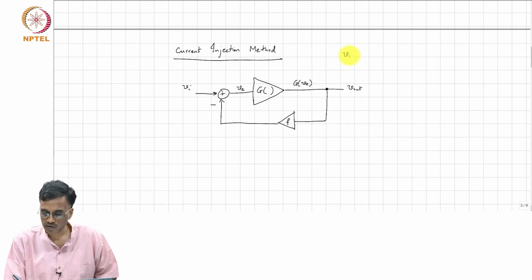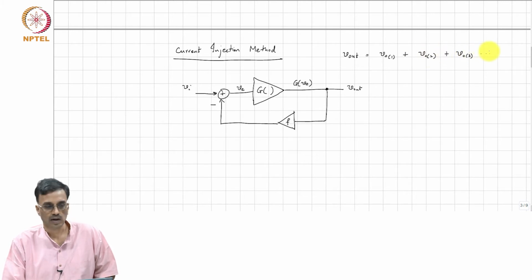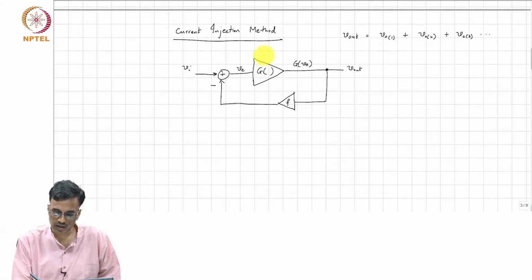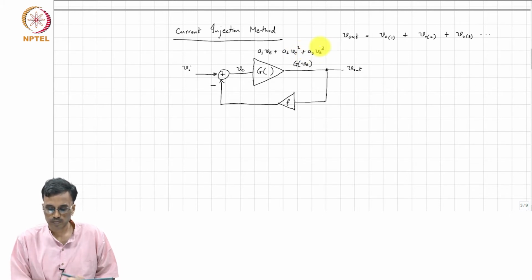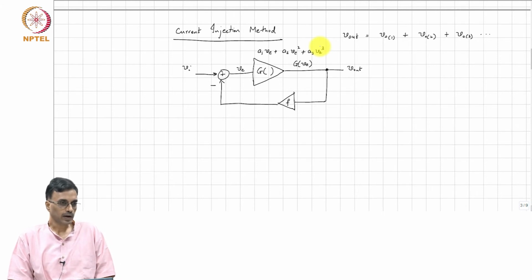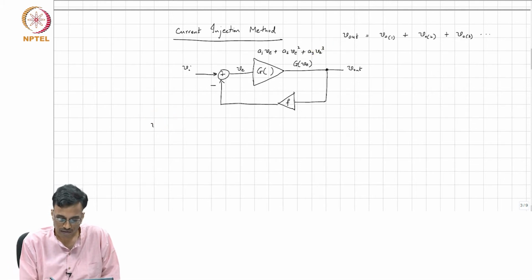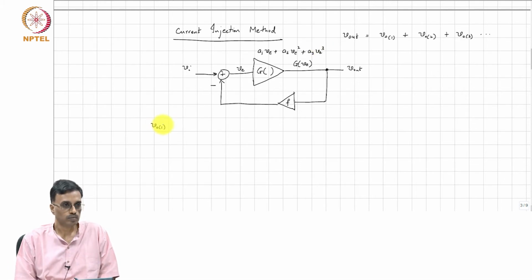So, what is the premise? V out is nothing but VO1 plus VO2 plus VO3 etc. Correct, and remember that G is nothing but A1 VE plus A2 VE square plus A3 VE cube. All right. Now, finding VO1, what do you do?